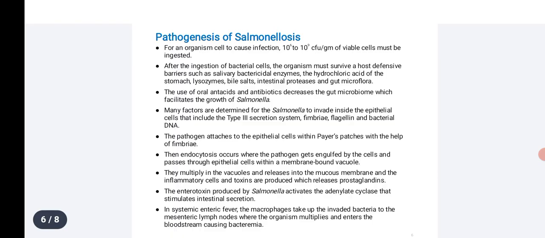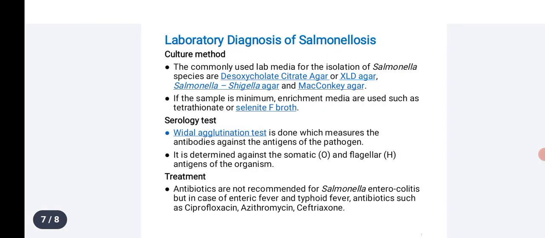Inflammatory cells and toxins are produced, which release prostaglandins. The enterotoxin produced by Salmonella activates adenylate cyclase, which stimulates intestinal secretion. In systemic enteric fever, the macrophages take up the invaded bacteria to the mesenteric lymph nodes, where the organism multiplies and enters the bloodstream causing bacteremia.